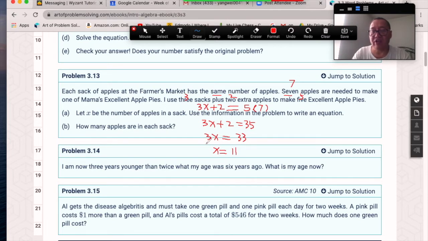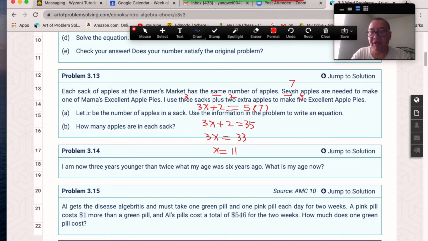Then you can check, you plug this 11 into the original. Actually, you need to put it into the word problem. But first, you can check if you solved this equation right. 3 times 11 is 33, then plus 2 equals 35. That's right. Then you can put this number into the original word problem. Read it one more time and see if that makes sense.